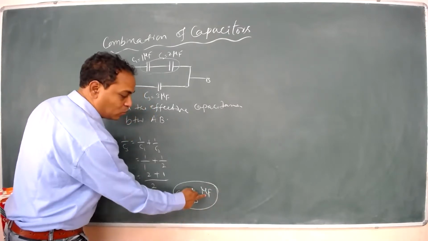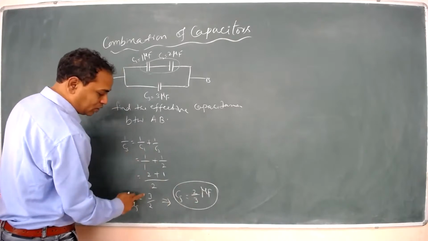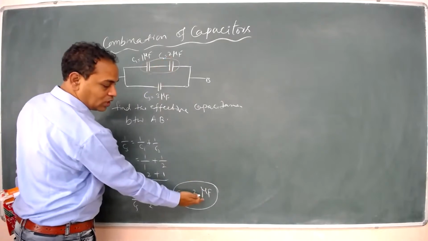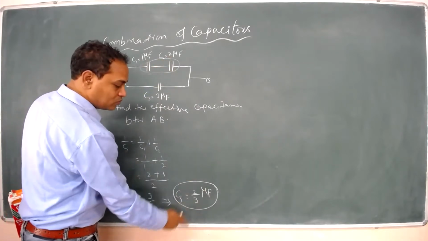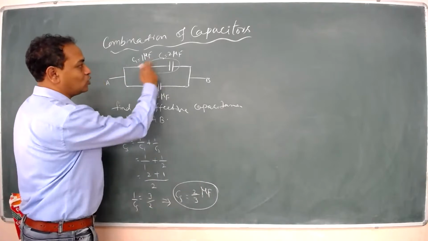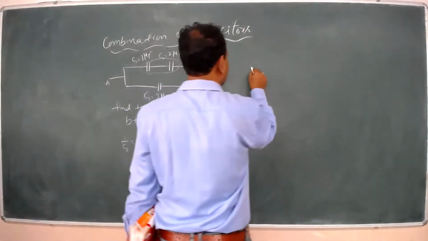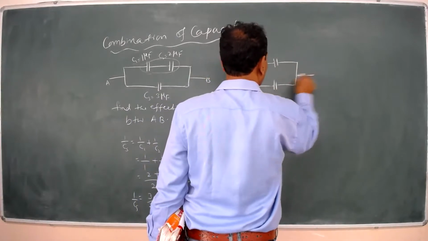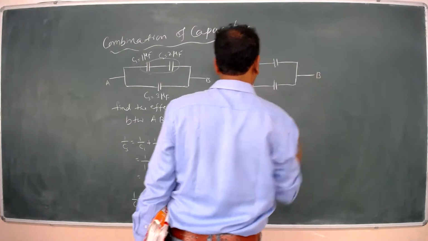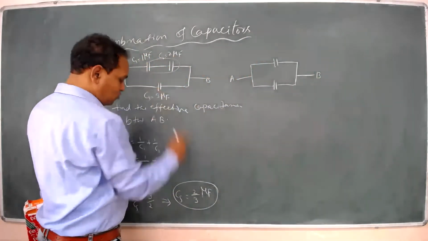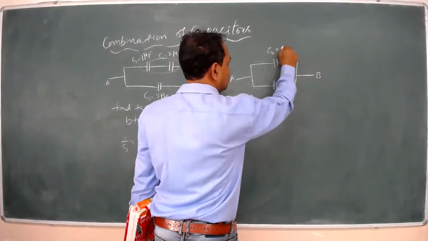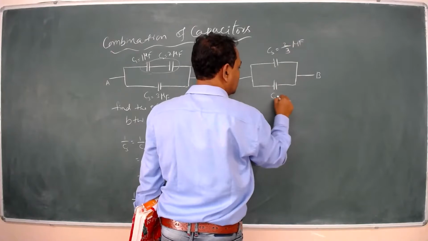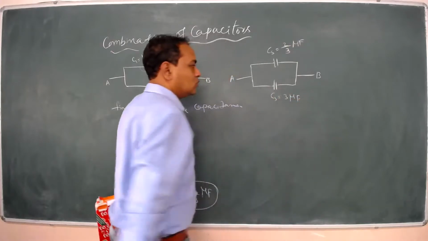See here, micro means 10 power minus 6. After solving like this, we have to keep the value in micro, because it has been given in micro. So we also have to take it in terms of micro. So I got this value here. Now this circuit becomes, now this entire thing becomes Cs, which is equal to 2 by 3 microfarad, and this is C3 which is equal to 3 microfarad. This is what we got.